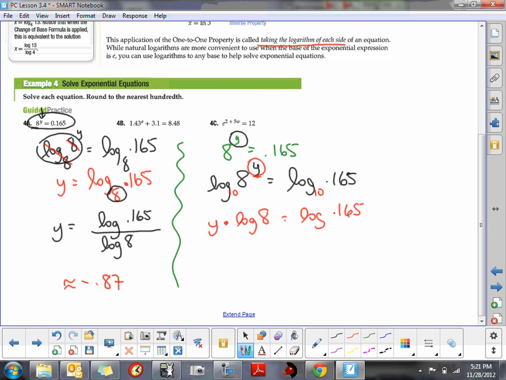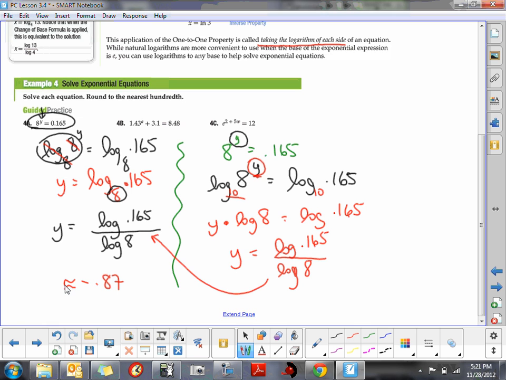If I want to get y by itself, I do the inverse of multiplying by the log of 8, and y equals the log of 0.165 divided by the log of 8, which is identical to what we have over here. It's just that if I start off by using the log of base 10, I don't have to use the change of base formula.